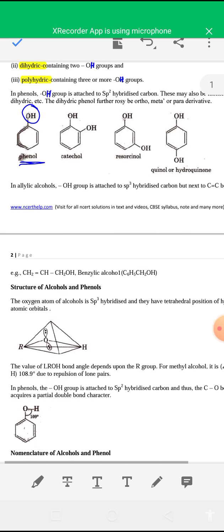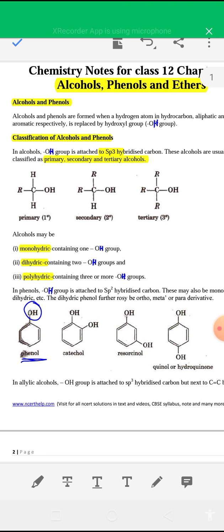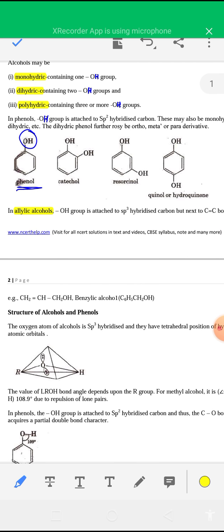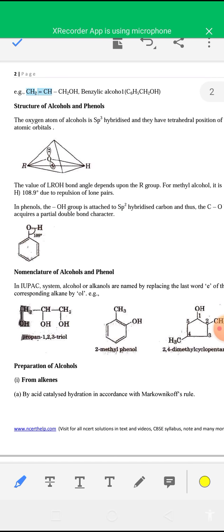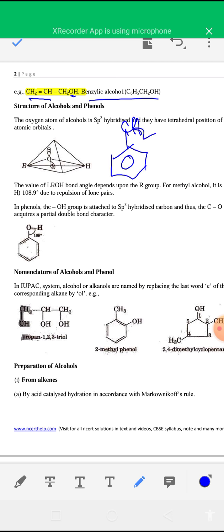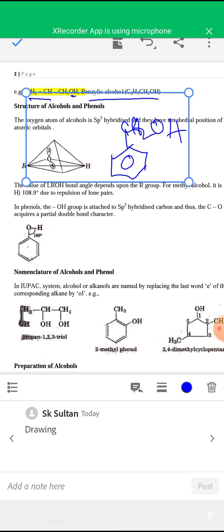The next type of alcohol is allylic alcohol. In allylic alcohol the OH group is attached to an sp3 carbon next to the double bonded carbon. For example, CH2 double bond CH single bond CH2OH. The OH group is directly joined to the carbon atom next to the double bonded carbon. Benzylic alcohol means the OH group is attached to the carbon which is directly joined with the benzene ring. That means benzene ring then CH2OH. This is benzylic alcohol.